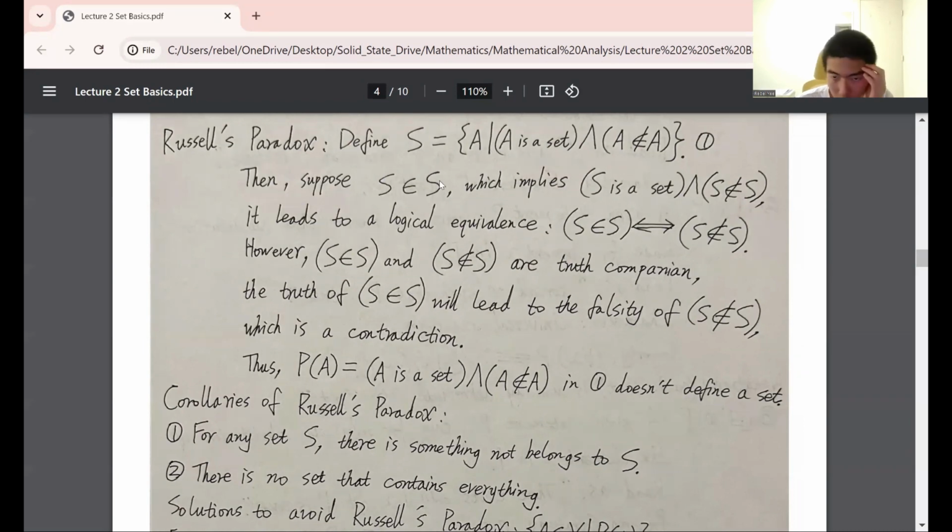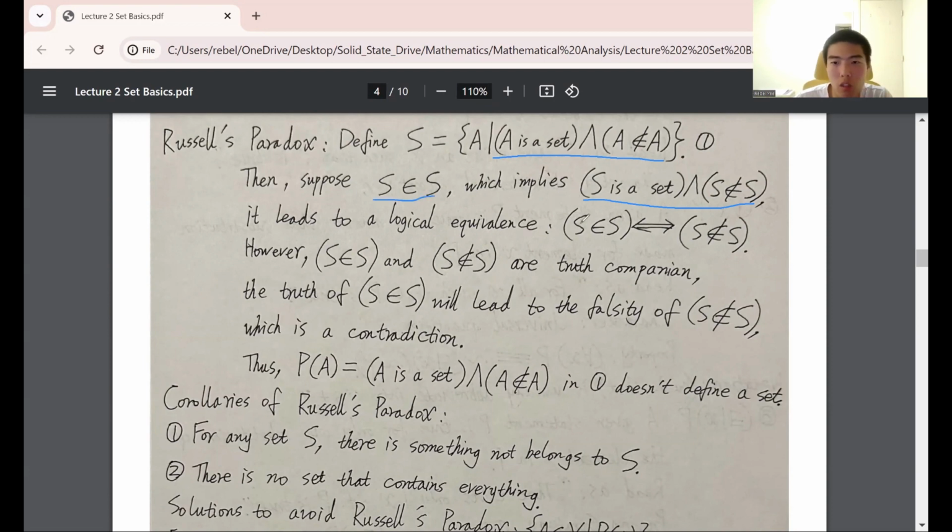Is that correct? Suppose S actually belongs to S. Then what happens? S is a set, and it must follow the property here. So this one follows from this one. So S is a set, and S does not belong to S. Correct?